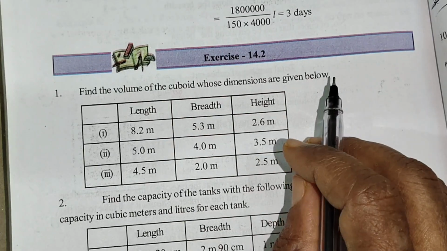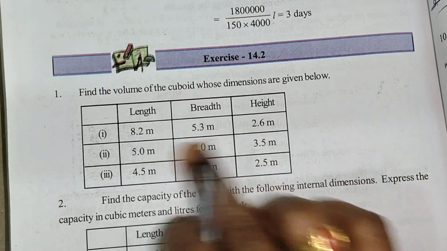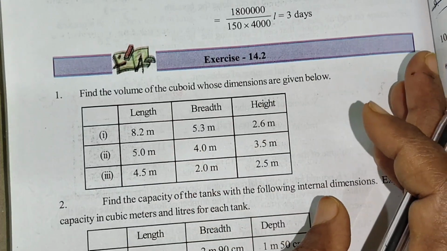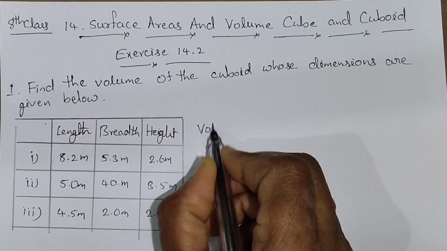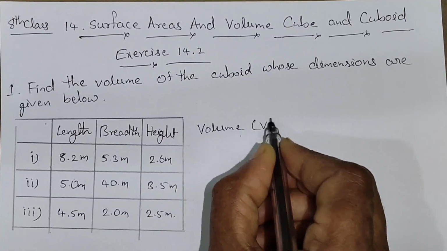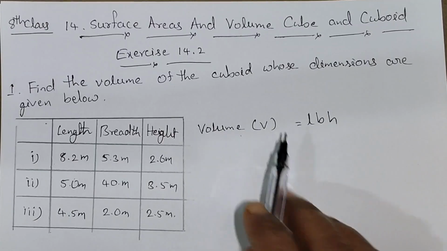Here the volume formula is equal to LBH. Volume V equal to LBH. We use that formula and find these three values. So now first we write the volume formula. Volume V equal to LBH. So LBH is the volume.